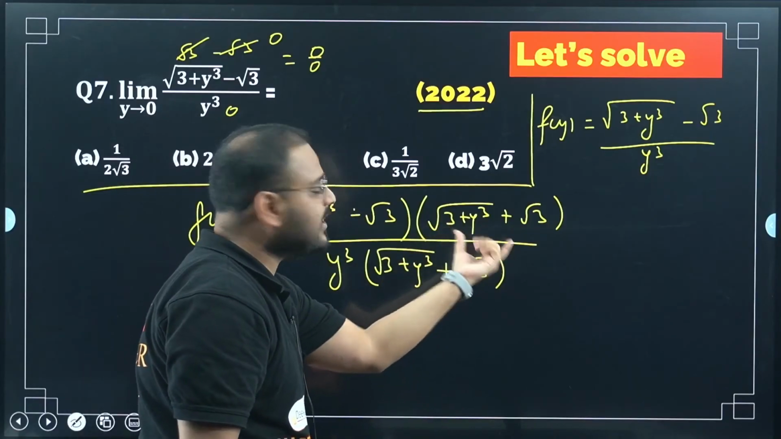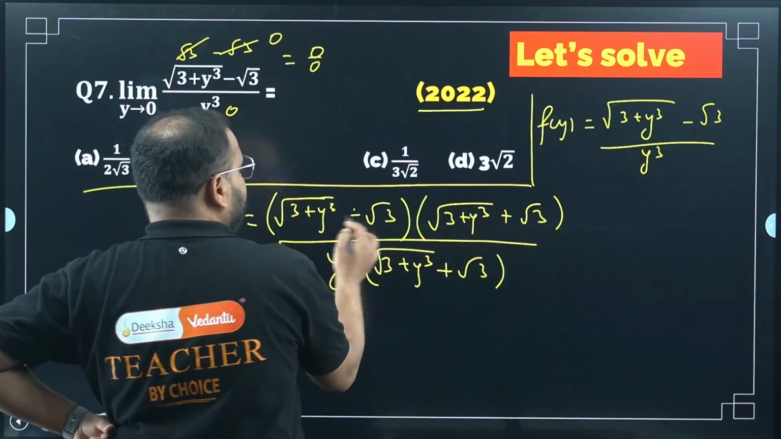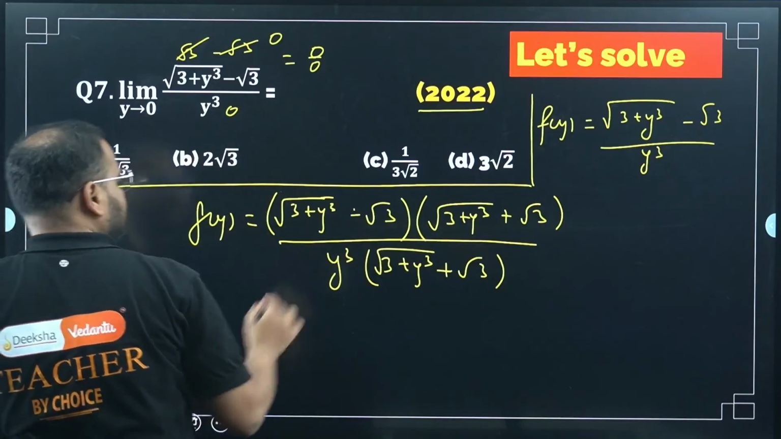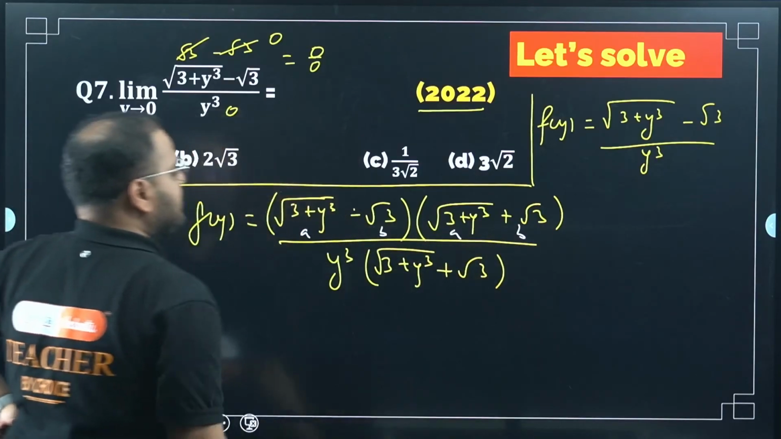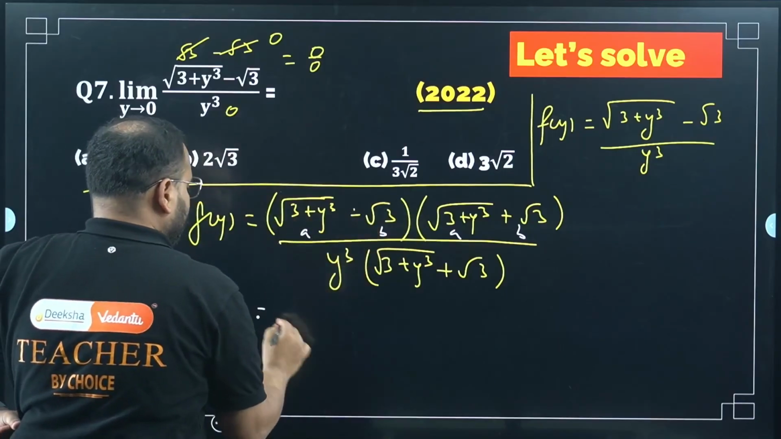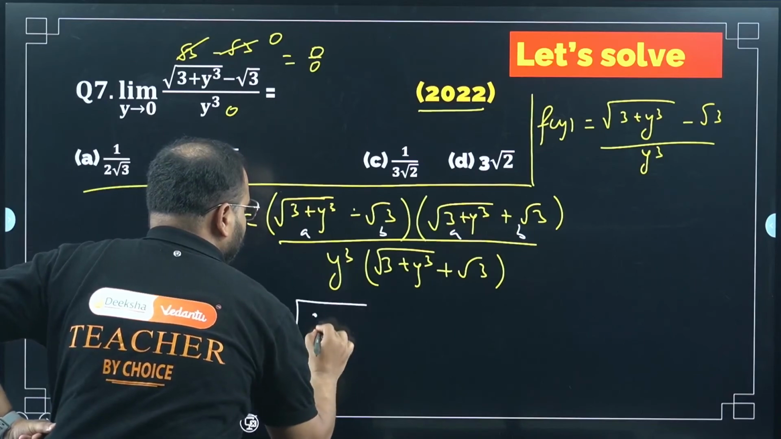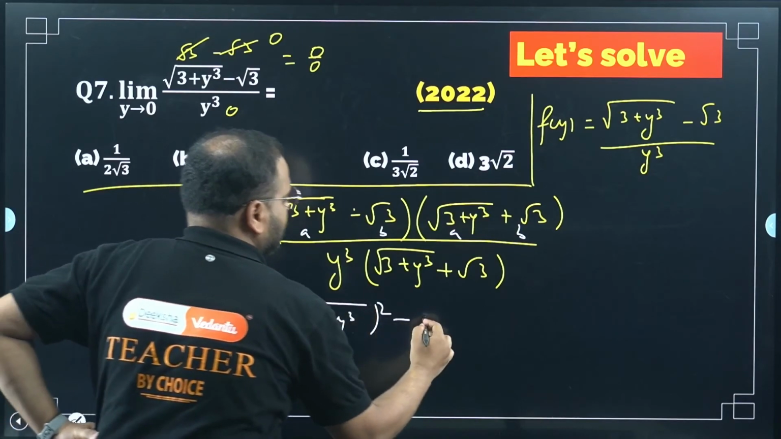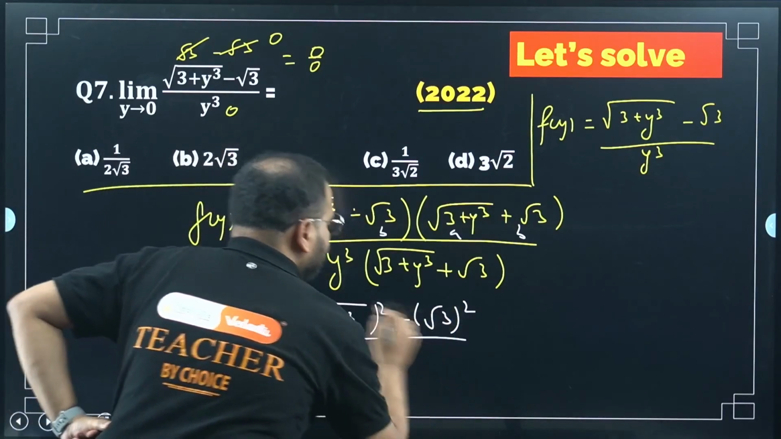This is my rationalizing factor, so it is multiplied on both numerator and denominator. So a minus b, a plus b. Please check here: this is a minus b and this is a plus b. A minus b times a plus b becomes a square minus b square. So the square of this: 3 plus y cube, the whole square, minus root 3 the whole square.